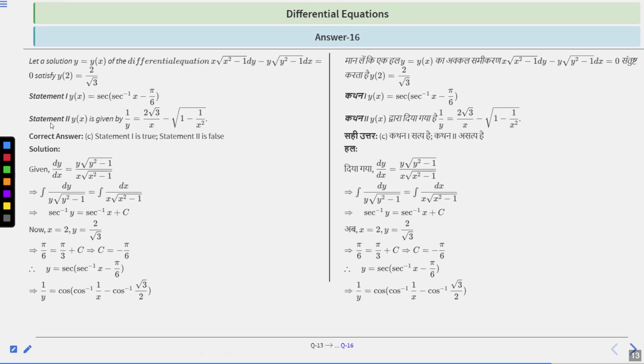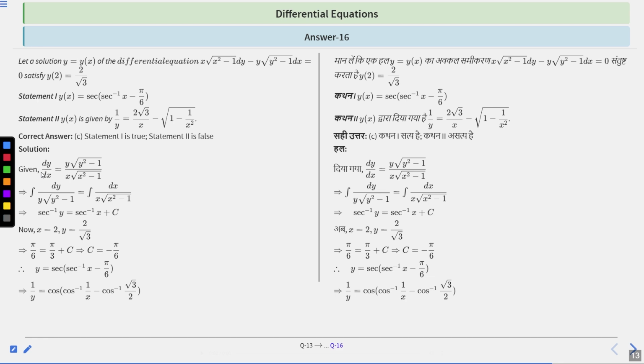Okay, let's move to the solution part. See, given dy by dx is equal to y into root over y square minus 1 upon x into root over x square minus 1. After adjusting this, you will get integration of dy upon y root over y square minus 1 is equal to integration of dx upon x root over x square minus 1, right? Now, after integrating both the sides, this is basically integration of sec inverse y and this is integration of sec inverse x, right? Therefore, we got sec inverse y is equal to sec inverse x plus c, right?